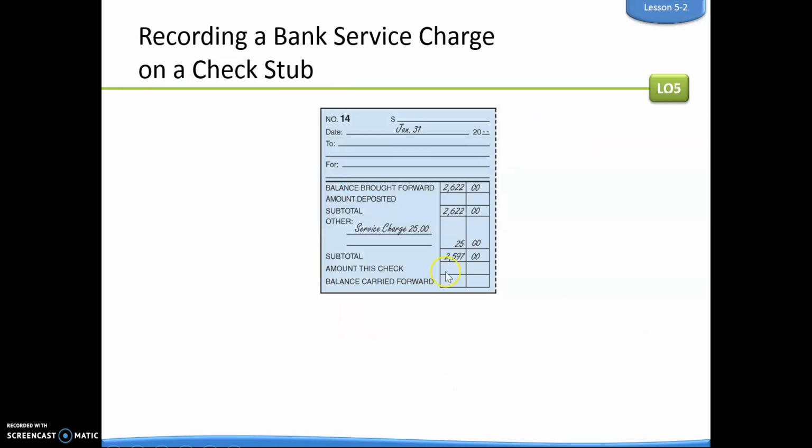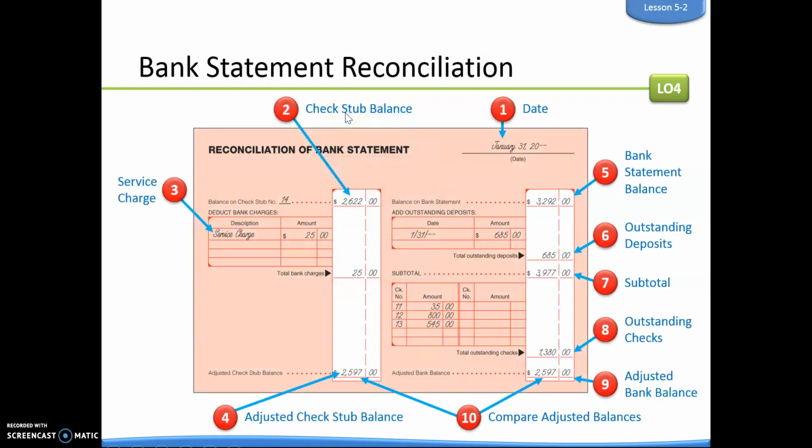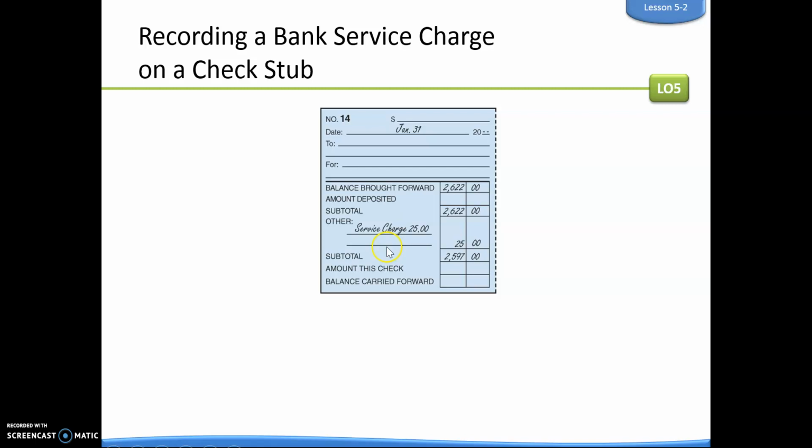Now, the only thing that we don't have record of on our side of things in the business is a service charge. You're going to notice that on our check stub, we have a spot where it says other. This is a place where you could write things like a service charge of $25. So on your next unused check stub, which remember was number 14, our balance was $2,622, and we need to add in that we had a service charge.